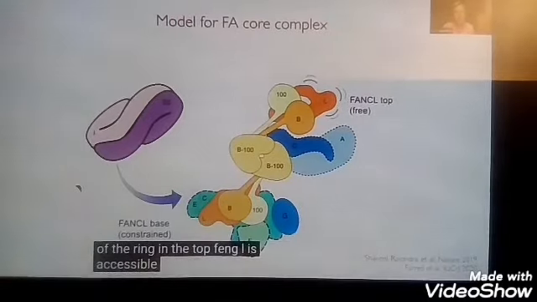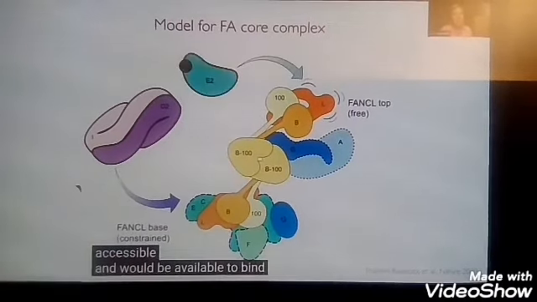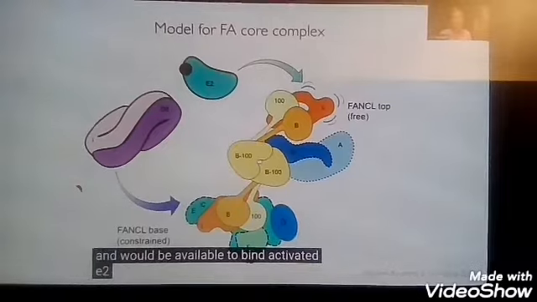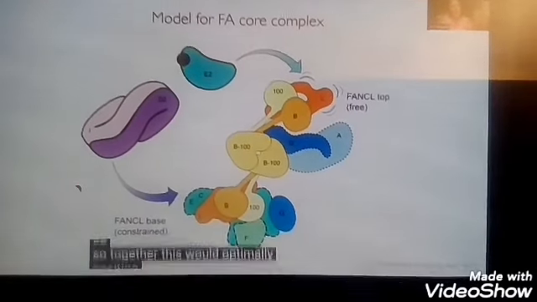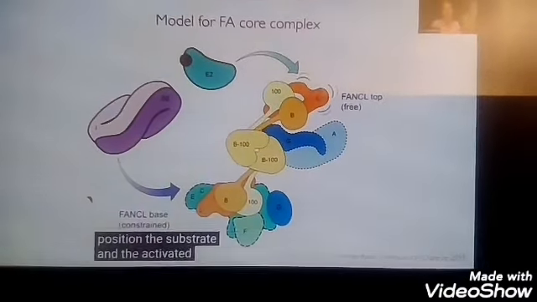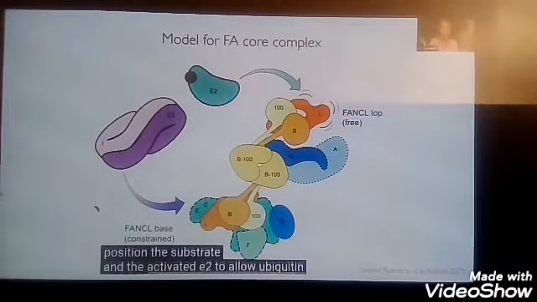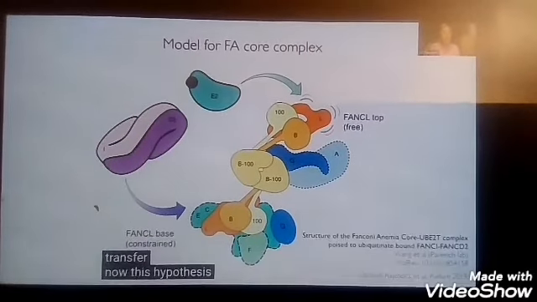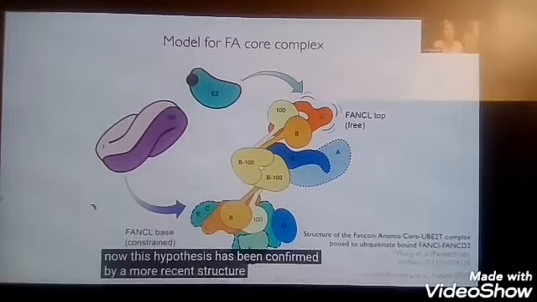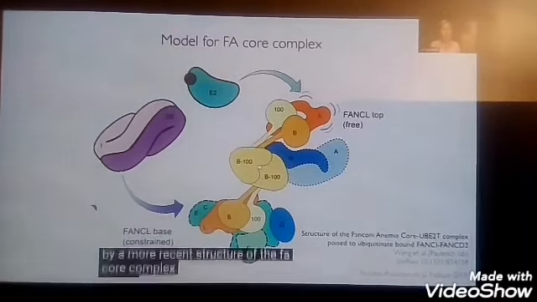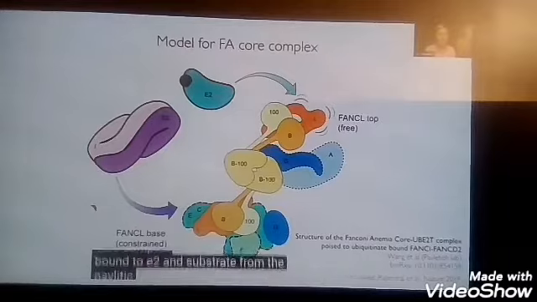On the other hand, the ring in the top FANC-L is accessible and it would be available to bind activated E2. So together, this would optimally position the substrate and the activated E2 to allow ubiquitin transfer. Now, this hypothesis has been confirmed by a more recent structure of the FA core complex, bound to E2 and substrate from the Pavlovich lab.